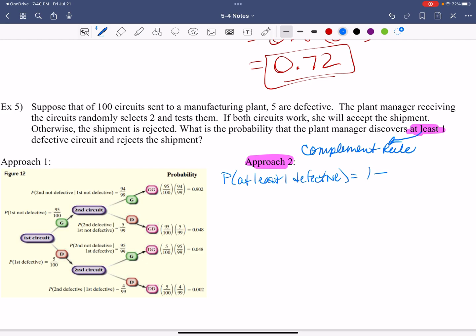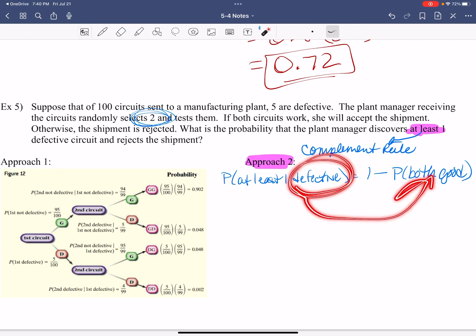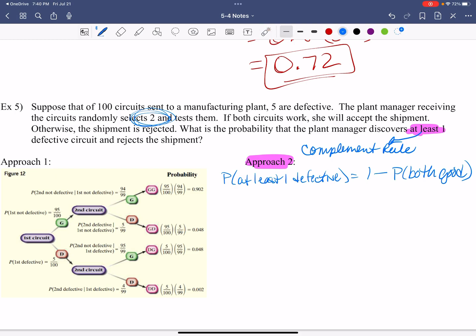I'm pulling 2 that randomly selects 2. So 1 minus the probability that they're both good. Because remember when you're doing the complement rule, it's 1 minus the opposite of what we're looking for. This is asking about something being defective, so I'm going to say that they're both good. All right? Okay. So the fact that both of them are good, however, it makes an impact if you pull one, then you have to account for that.